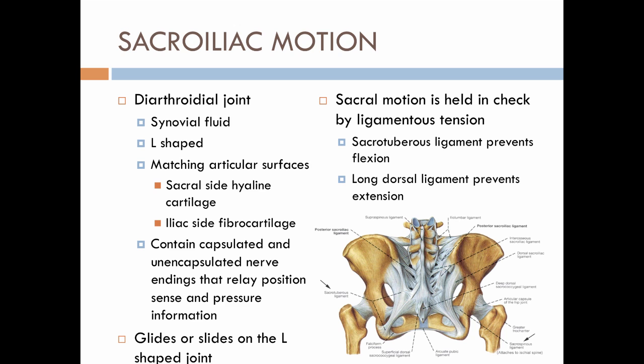And if we look at sacroiliac motion, this is a joint that has synovial fluid and has features that, as we looked at before, contribute to the form closure. Elements such as the general L shape of the joint and the concavity and convexity of the surfaces. These will contribute to that motion and stability.